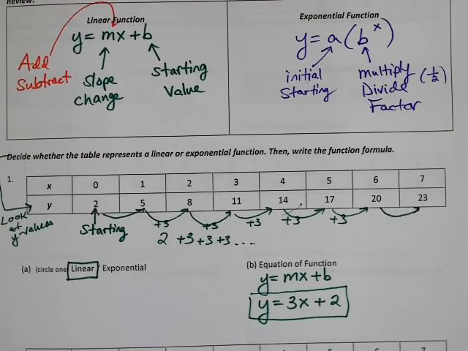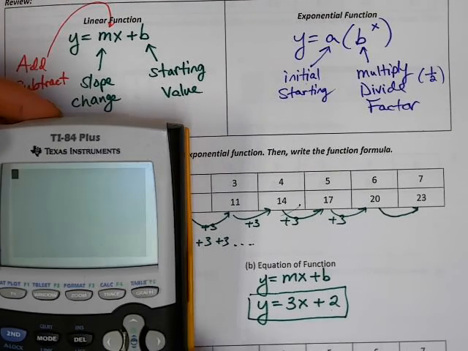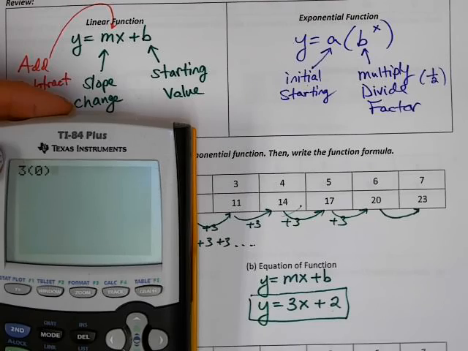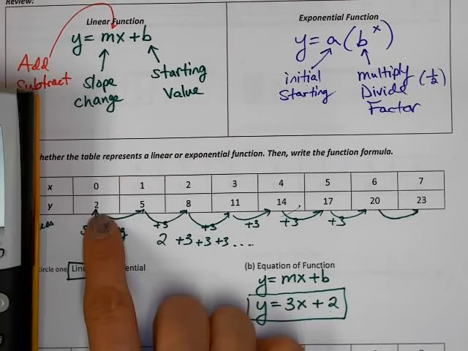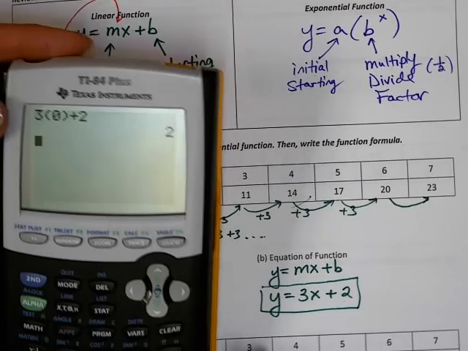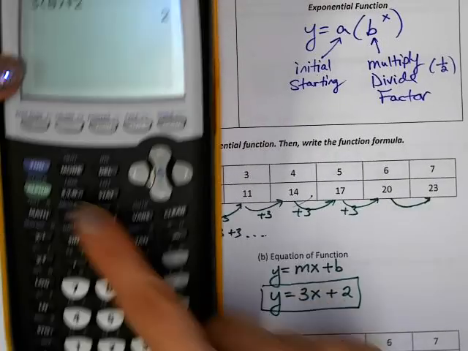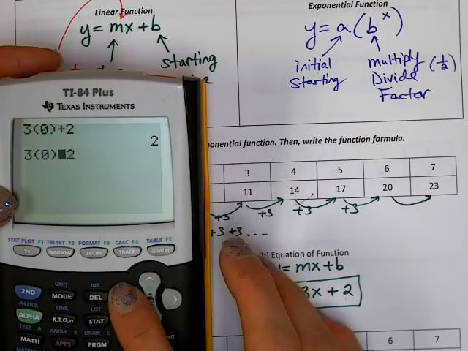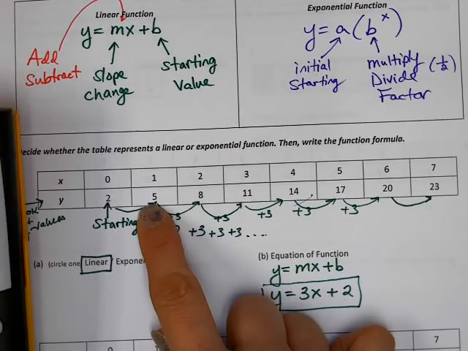You can check your equation. I'll maybe just use my calculator here. I'm going to type 3 times 0 plus 2. I think this is the right formula. I'm going to plug in a 0, and I hope that the answer that spits out is 2. Perfect. Second enter brings it back. And instead of plugging in 0, I'm going to plug in 1. Perfect. It comes out to be 5.